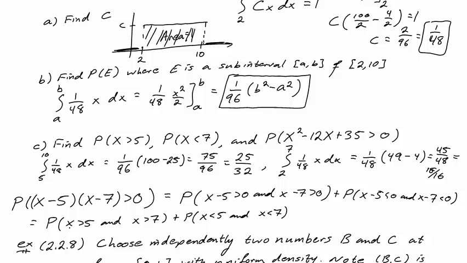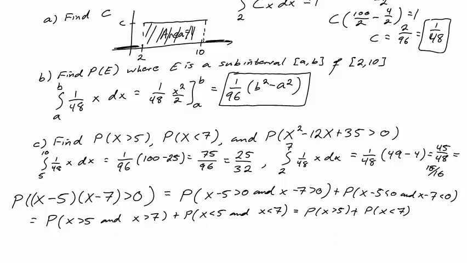Well, notice in the first one, if x is greater than 5, then x is also going to be greater than 7. So it's just the probability that x is greater than 5. And in the second one, if x is less than 7, then x is also going to have to be less than 5. So we can reduce that to the probability that x is less than 7. And now I have those values. Actually, I got those switched up.